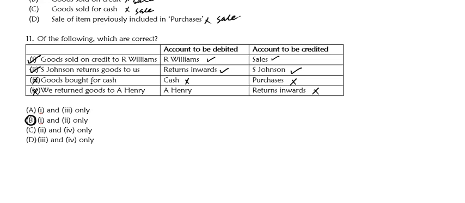Goods bought for cash, it should be the other way around. You should be debiting the purchases account and then crediting the cash account. We return goods to ANRE. Since the business is returning, it should be debiting ANRE's account, who is a creditor in this case, and then you credit the return outwards but not the return inwards account.